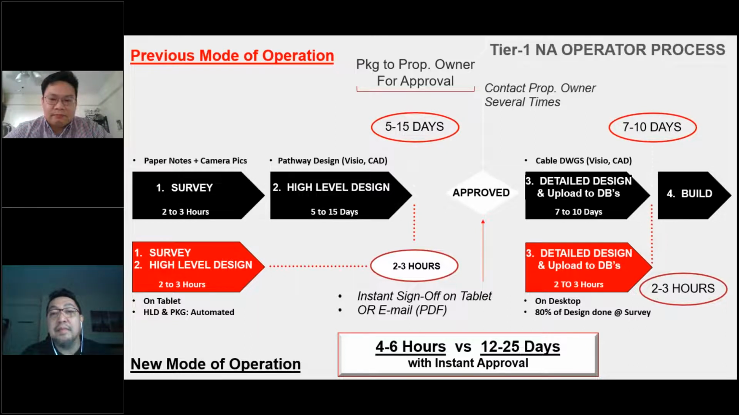It doesn't stop there. Right then and there, you can immediately upload all your survey design to the cloud and the database, then finalize the design on the PC, because 80% of the design was done during the survey. So the final design takes about 2 to 3 hours. So you can just imagine, from 12 to 25 days, you can now do it in 4 to 6 hours with instant approval. Next slide, please.